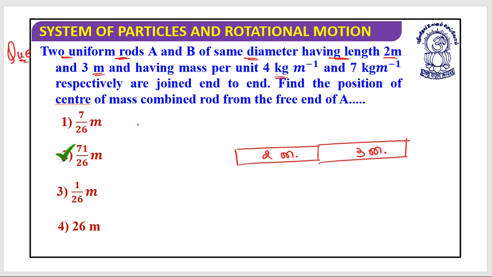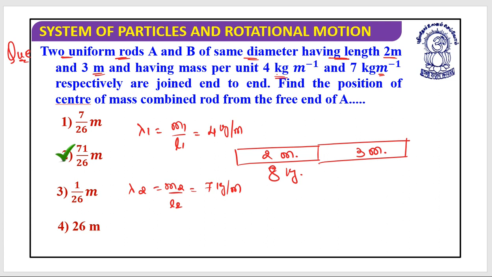The mass per unit length, lambda 1, has been given, which is m1 divided by l1, which equals 4 kg per meter, and with a length of 2 meter, that gives 8 kg. The second, lambda 2, equals m2 divided by l2, which is 7 kg per meter. This is 3 meters, so 7 threes are 21 kg. This is the mass. Find the position of the center of mass of the combined rod from the free end of A. So let's just do it.